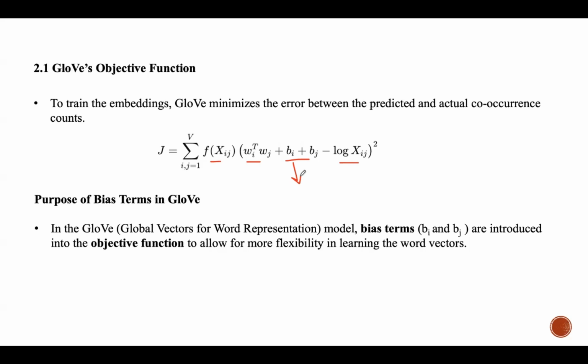And here, the bias for a word helps the model adjust for this imbalance by capturing the tendency of a word to appear more or less often in the corpus compared to other words. So this allows the model to focus more on semantic relationships rather than being influenced by raw frequency counts.